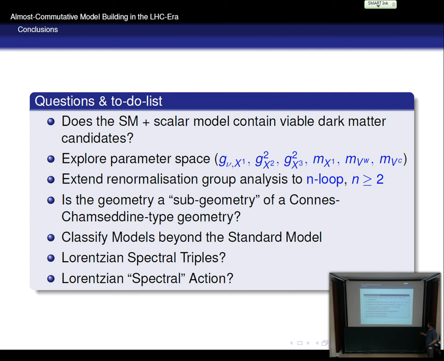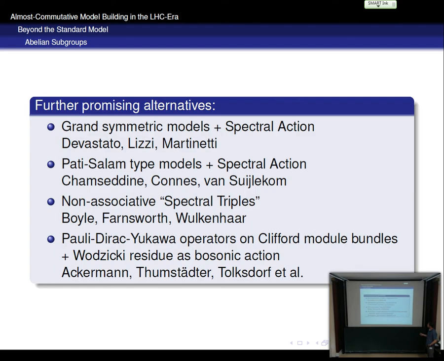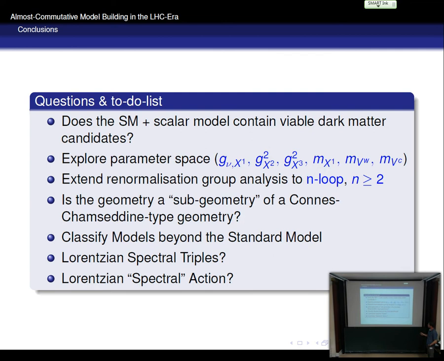Is it a subgeometry where I construct the U(1) type geometries which lead to these Pati-Salam models? I have no idea. And the most salient point is: what about Lorentzian spectral triples and something like the Lorentzian spectral action? This is ongoing work at the moment. We are currently looking at the last line because we think this is too difficult for us. Thank you very much.